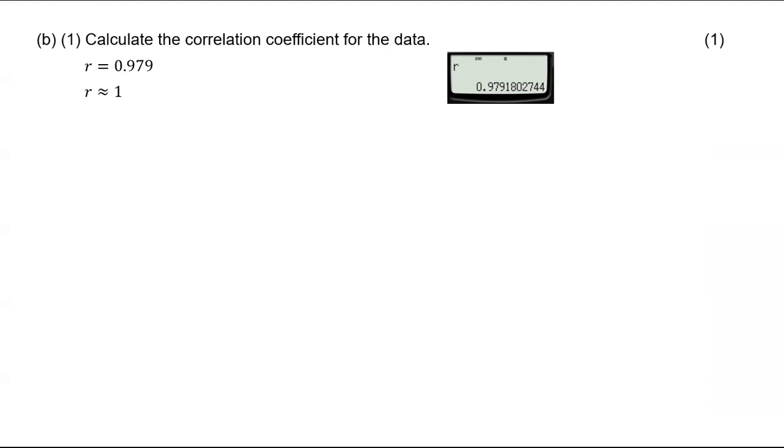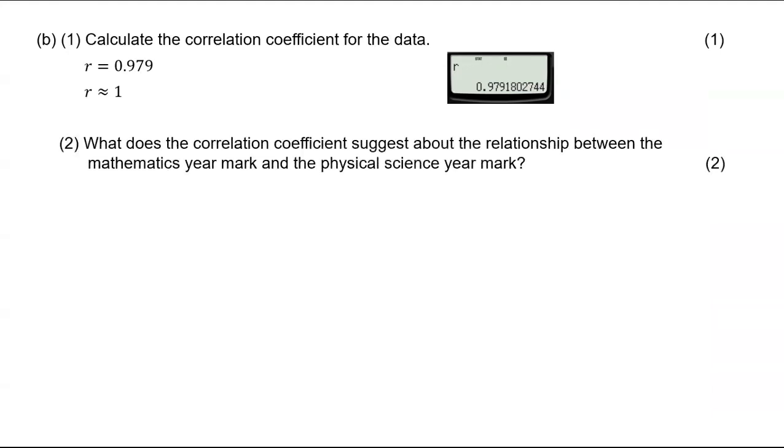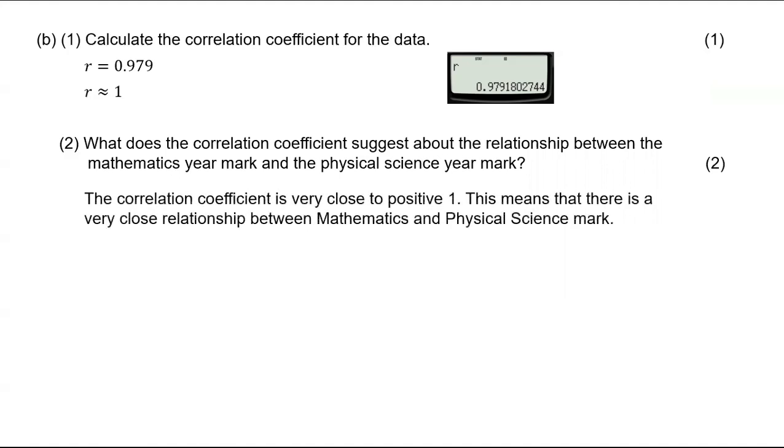Now, number 2, what does it say? This is B2. What does the correlation coefficient suggest about the relationship between the mathematics year mark and the physical science year mark? As I've said, this simply tells you that there's a very strong positive relationship between X and Y, that is, between your math mark and your physical science mark. Let me just read it out as it is. It says that a correlation coefficient very close to +1 means that there's a very close relationship between mathematics and physical science, and it's very, very strong, positively strong, that is.